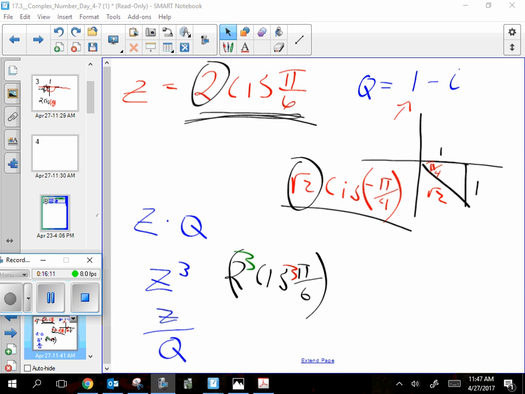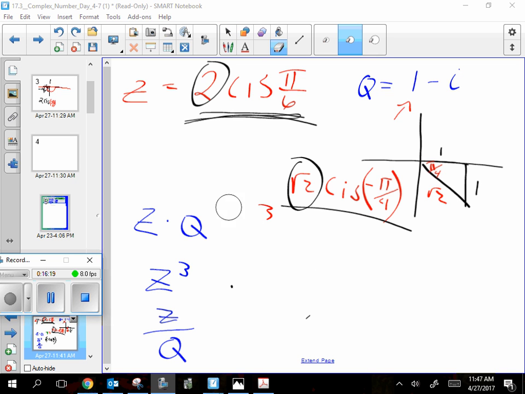Raise your hand if you had that one right. Sweet. And then the last one is just where you divide them, and of course, dividing kind of goes with subtracting. So you take these two, the lead numbers, and you divide them. 2 divided by root 2.